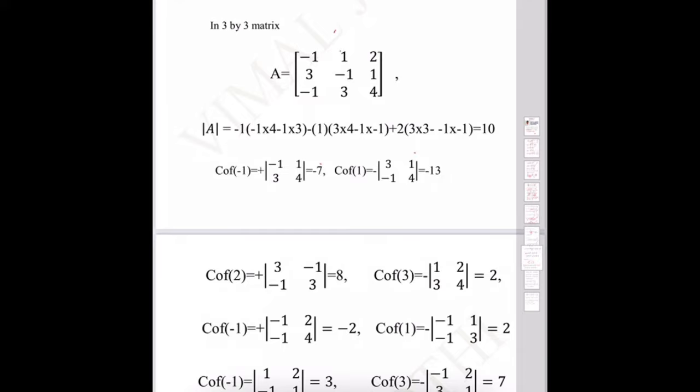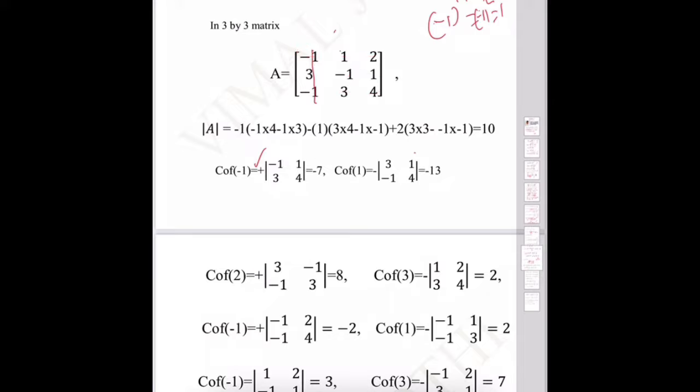Then cofactor of minus 1. This is first row, first element, that is cofactor of A is equal to minus 1 to the power of row plus column, first element, that is equal to minus 1 square, that is equal to 1. That is positive. Then delete this row and this column. Then the determinant of these 4 elements is equal to minus 7.